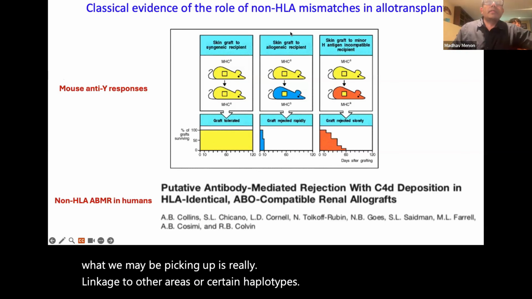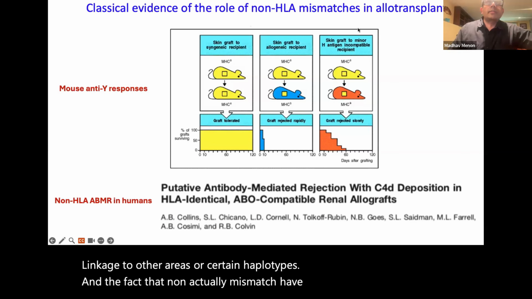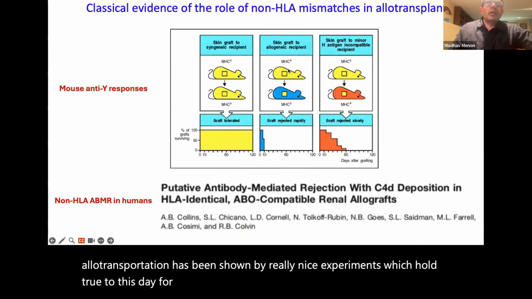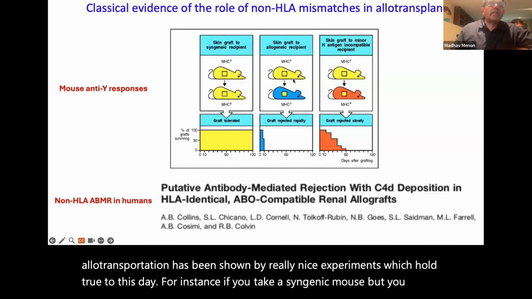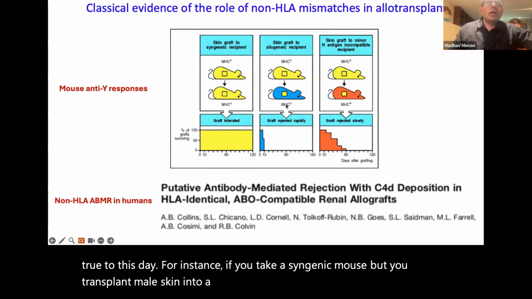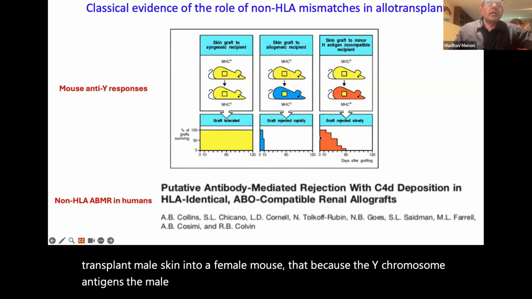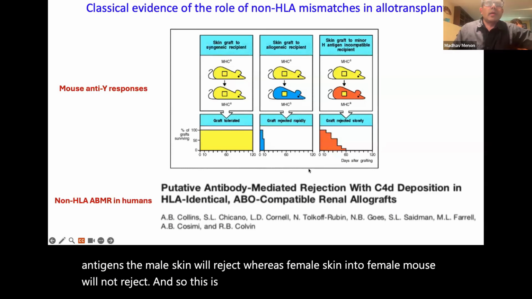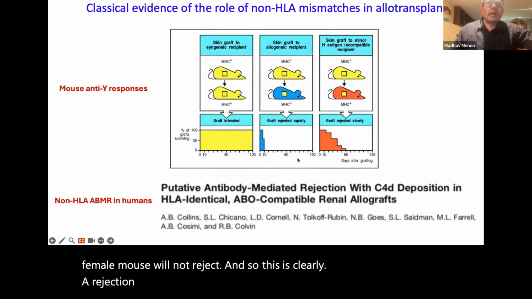And the fact that non-HLA mismatches are important in allotransplantation has been shown by really nice experiments which hold true to this day. For instance, if you take a syngeneic mouse, but you transplant male skin into a female mouse, because of the Y chromosome antigens, the male skin will reject, whereas female skin into a female mouse will not reject. And so this is clearly a rejection phenomenon that's mediated by antigens outside the HLA region.